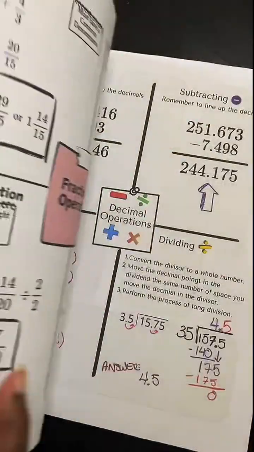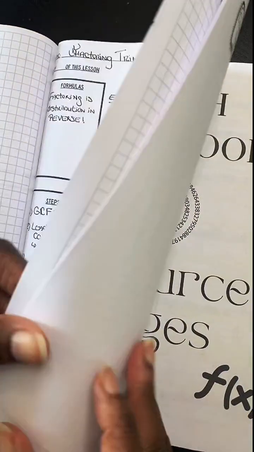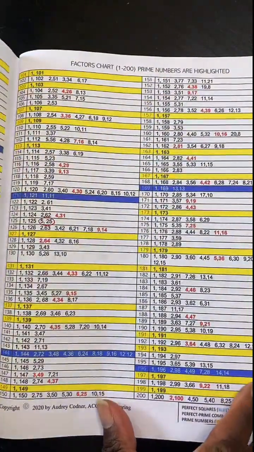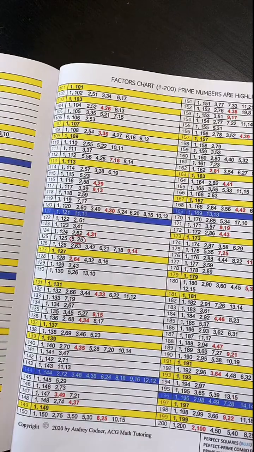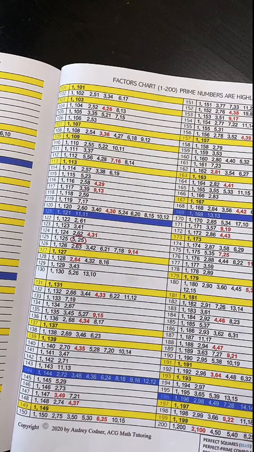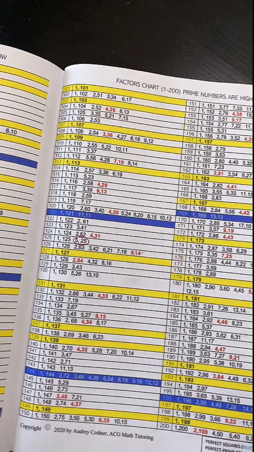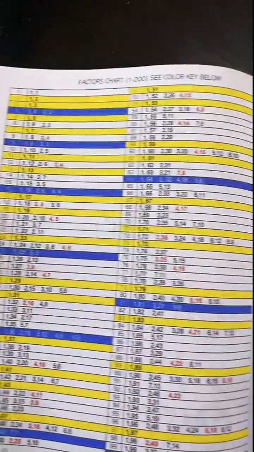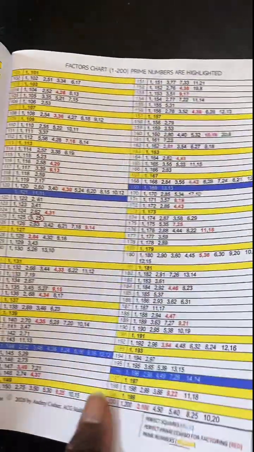Now, in addition to this, as I mentioned, you have in the back, not too far in the back, you have your resource pages. So if you have trouble with multiplication, guys, I'm telling you, and I'm saying this out of love, if you're trying to do factoring, you need to know your multiplication tables. Okay, that's the only way. So if not, you do have this factor sheet from 1 all the way to 200, which can kind of help you with that quest.